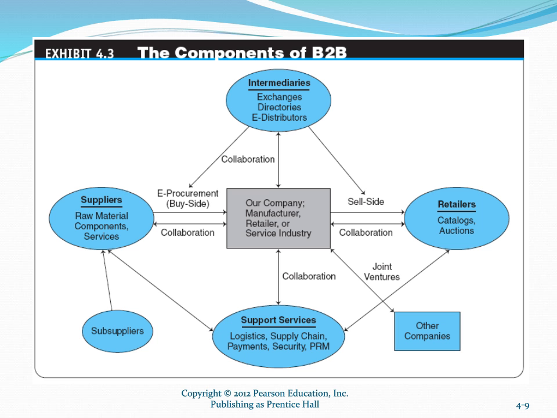Things like logistics, being able to move products from point A to point B, security, payments, processing, and things like that. Our suppliers, obviously, have sub-suppliers. They get raw materials and subcomponents from other places. And there are a lot of other companies that are involved in many cases, things like joint ventures and other collaborative efforts.